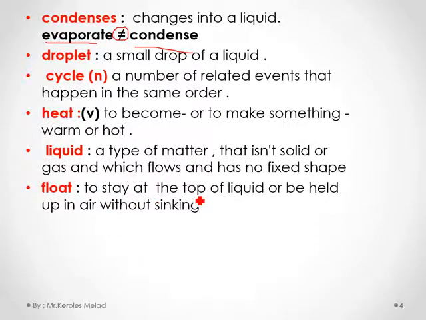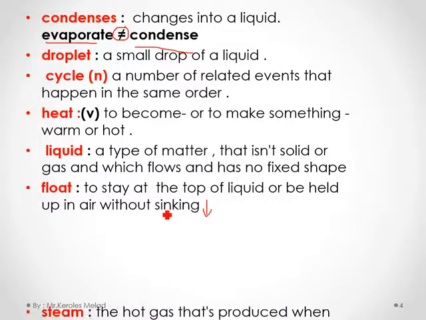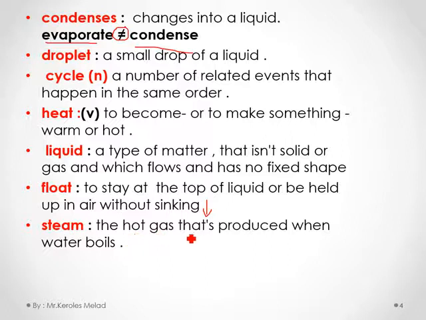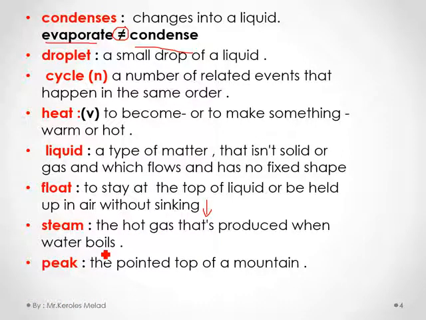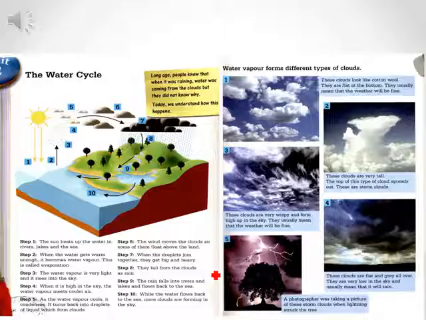Float: to stay at the top of a liquid or be held up in air without sinking. Steam: the hot gas that's produced when water boils. Peak: the pointed top of a mountain, like this one. This is called a peak. Now listen.